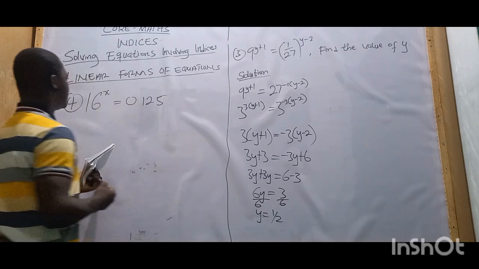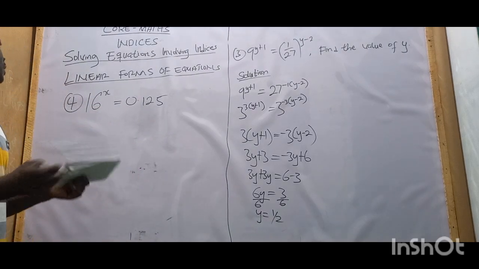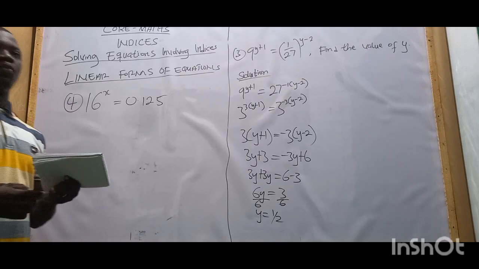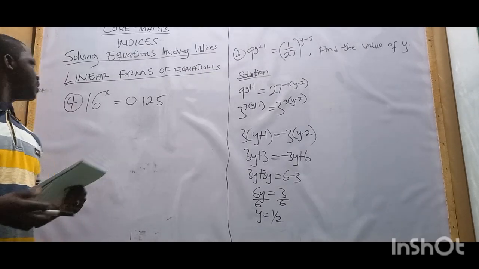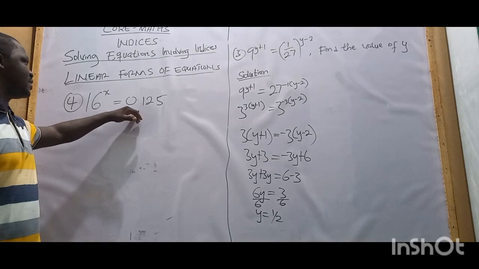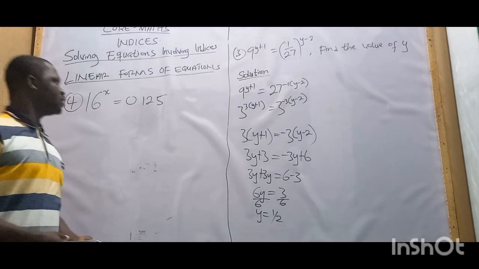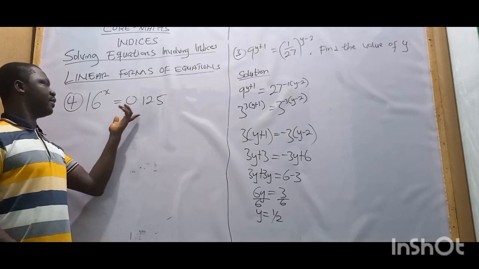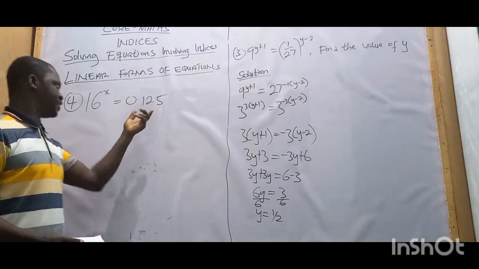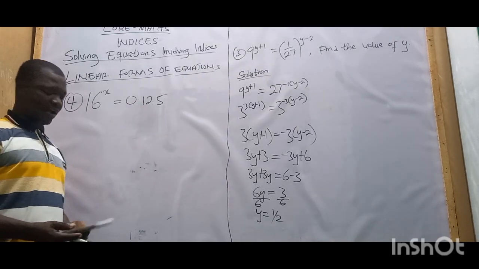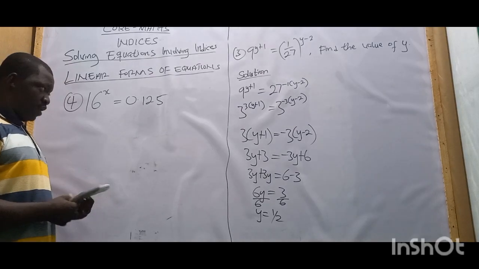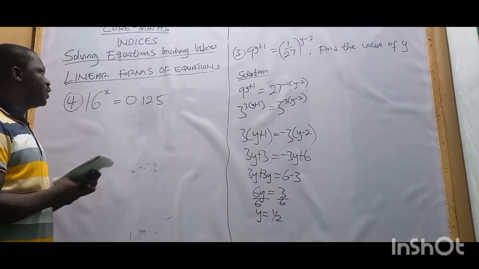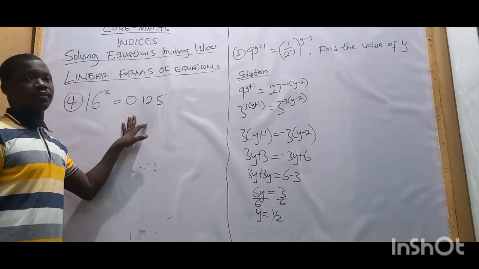So 16 exponent x equal to 0.125. Right, so they can write it in this form. The question can also say it in this form. So when you see it in this form, you change the decimals to fraction.